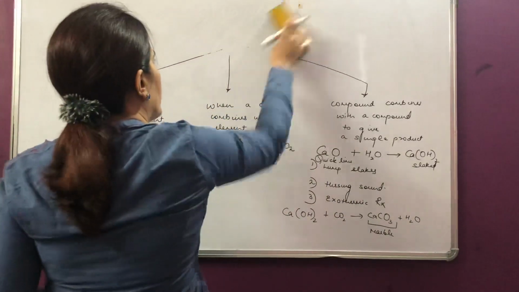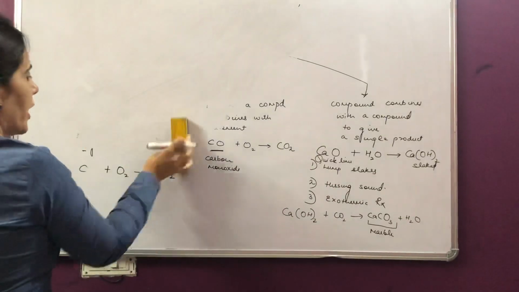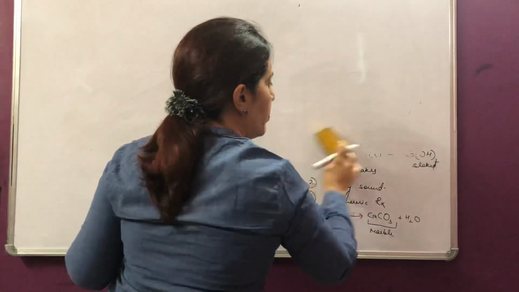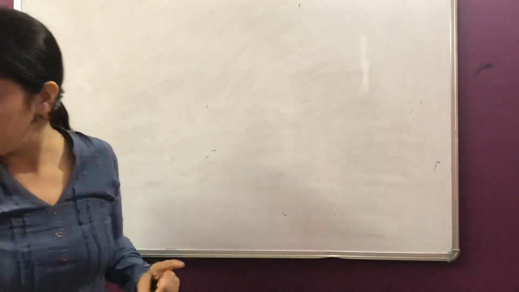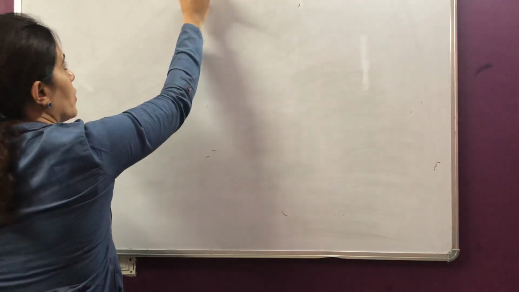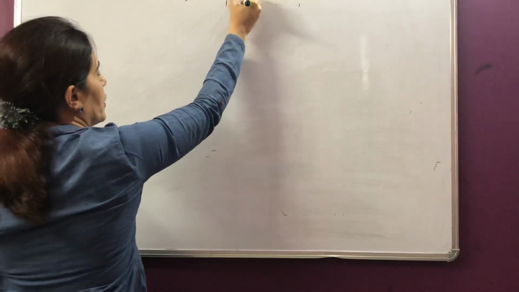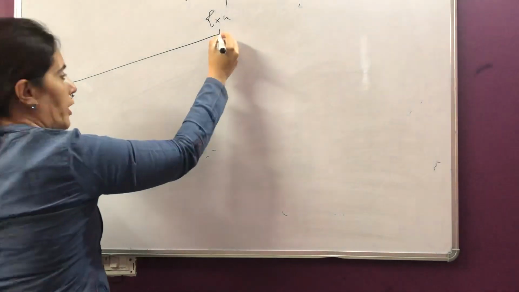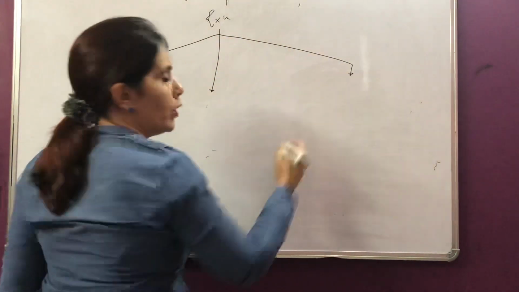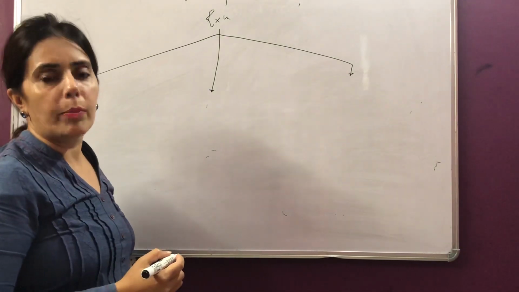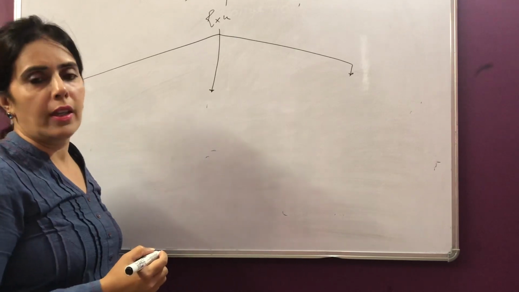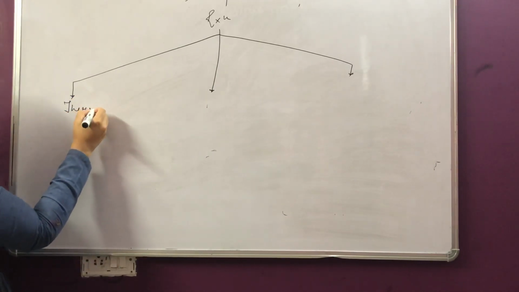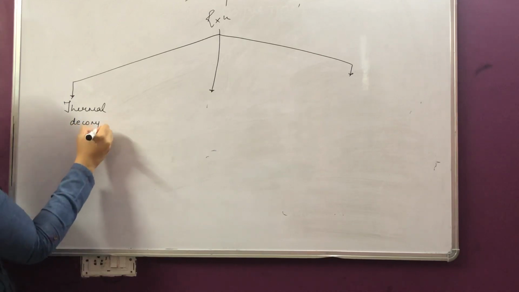Now let us come to the next one, that is decomposition reaction. Decomposition reaction is when a single reactant breaks down into 2 or 3 products, and it is classified into 3 types. What is the definition? When a single reactant breaks down into 2 or 3 products on the application of heat, light or electricity. When the single reactant breaks down in the presence of heat, it is known as what? Thermal decomposition.